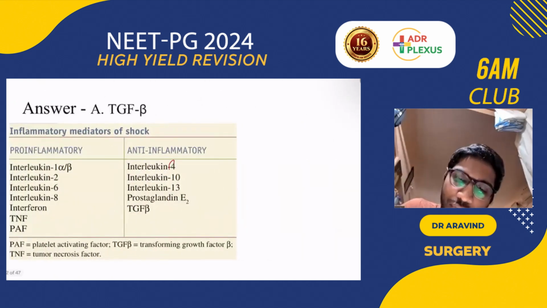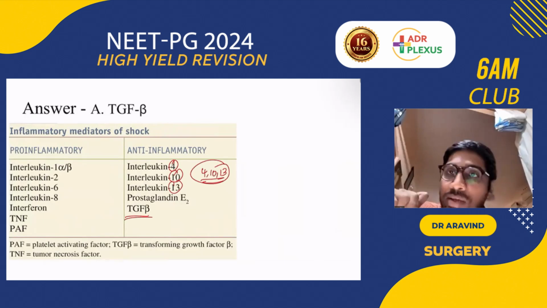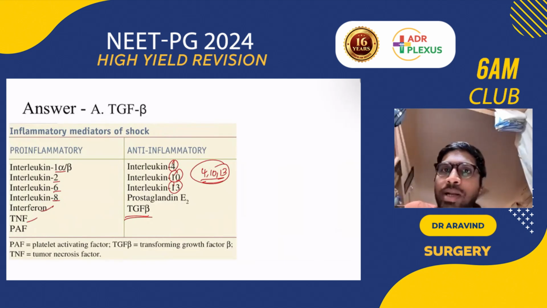So interleukin 4, 10 and 13, just remember these three. That will come under anti-inflammatory, along with TGF beta. Pro-inflammatory is interleukin 1 alpha, 2, 6, 8. So you can remember 4, 10, 13 alone. Interferon, TNF, all of these come under pro-inflammatory cytokines. All these are taken directly from Bailey and Love, Schwartz, the basic surgical textbooks. All references have been attached with this.